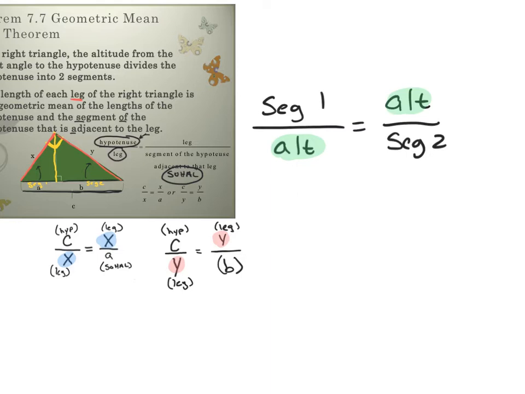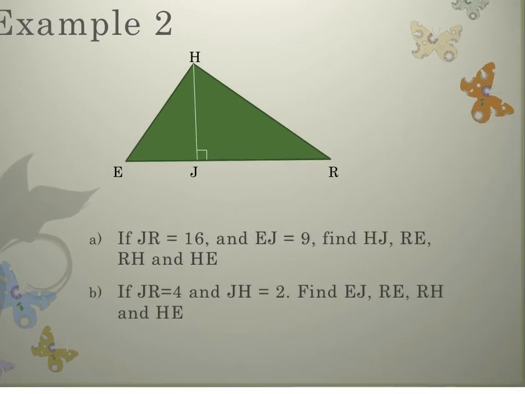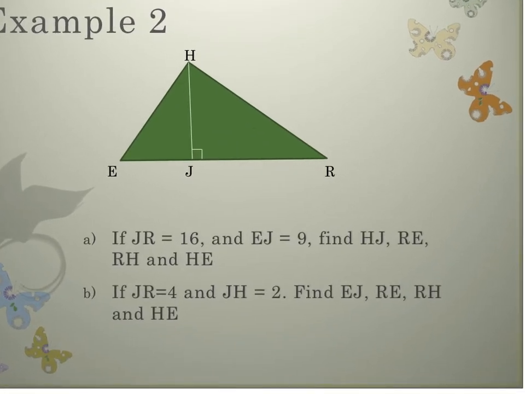Now we're going to play with some numbers, and we're going to do this a little bit slower because this is where we actually have to do stuff with the numbers. These are two different scenarios, and we're going to start filling this in. It says if JR equals 16. So we've identified this piece as 16. If you are not labeling your pictures on this, it is going to be so difficult for you. And EJ is 9.